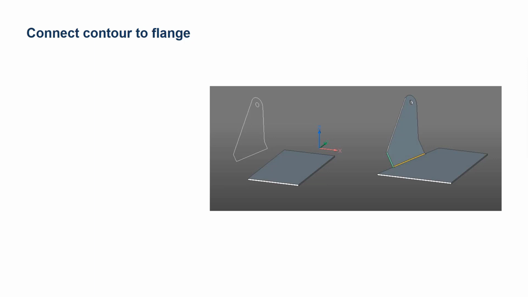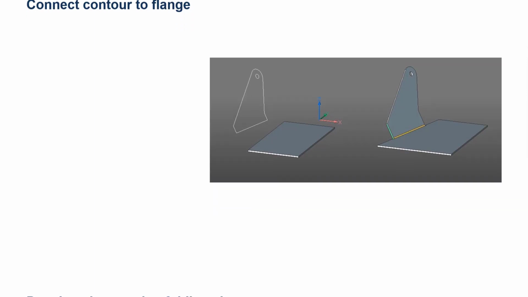Now, this is also a very nice function. We can draw a contour anywhere in the space, and just clicking an existing flange, you get automatically the bends. The contour is transformed into a flange, and the bends are created automatically. It's very fast.